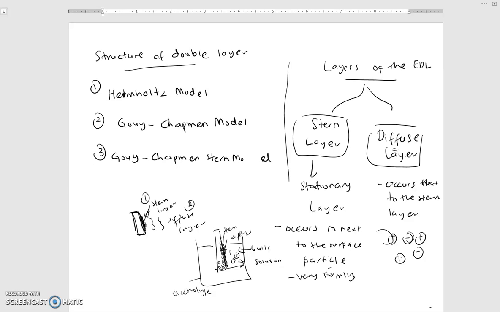For the next class we will learn the theories based on EDL, whether it is the disperse phase or dispersion media, and also the application of EDL. That's all for today. Thank you.